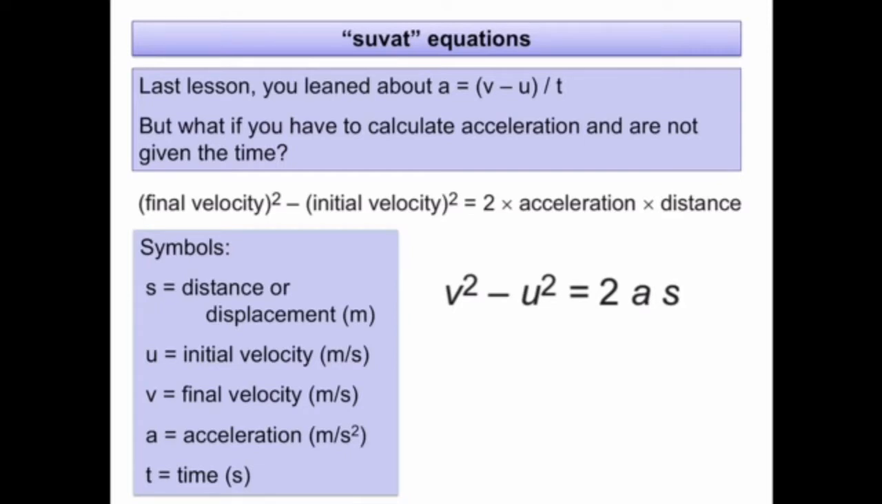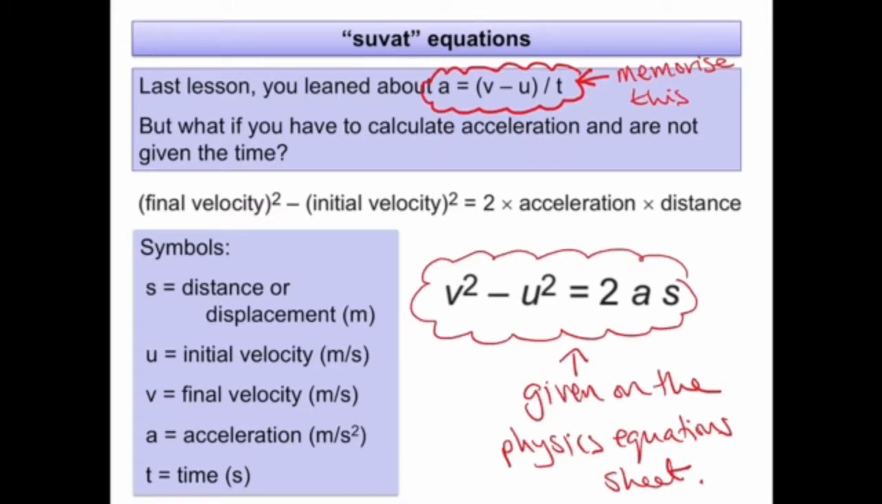There's some good news coming up. That one is given on the physics equation sheet. The one that was from the previous video, you do have to memorise, you will not be told it. But v squared minus u squared equals 2as. If you're doing GCSE separate science physics, it's the second equation on the equation sheet. If you're doing combined science, it's the first one.